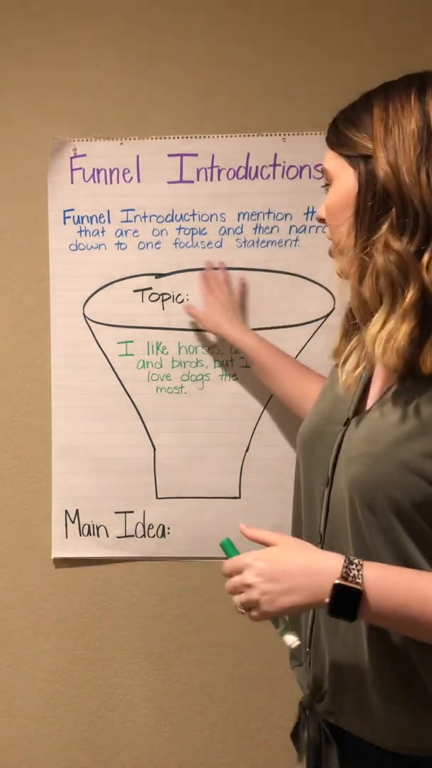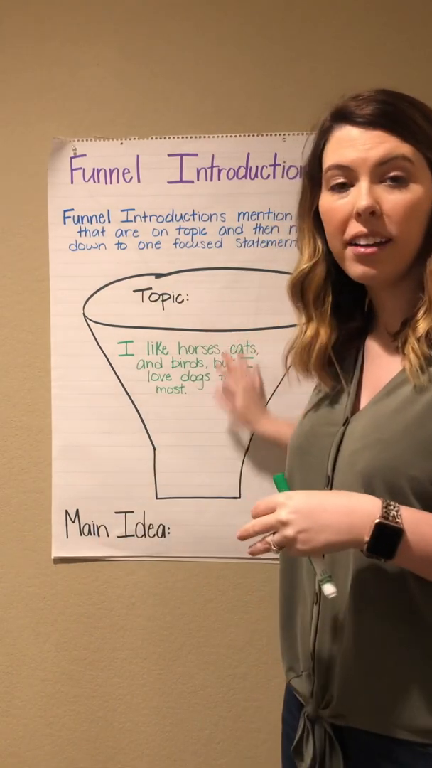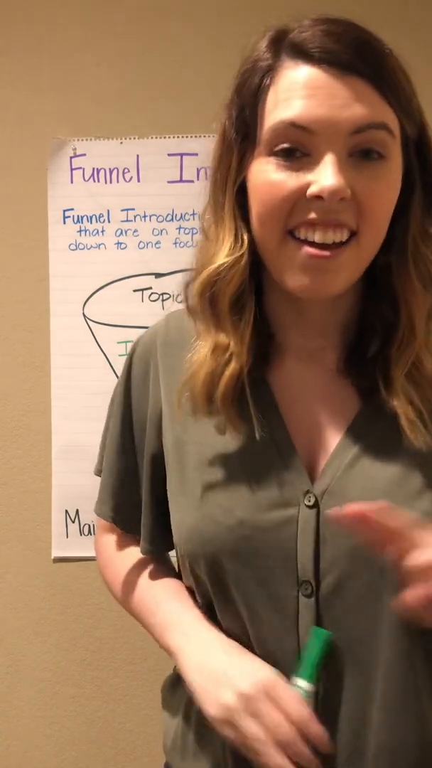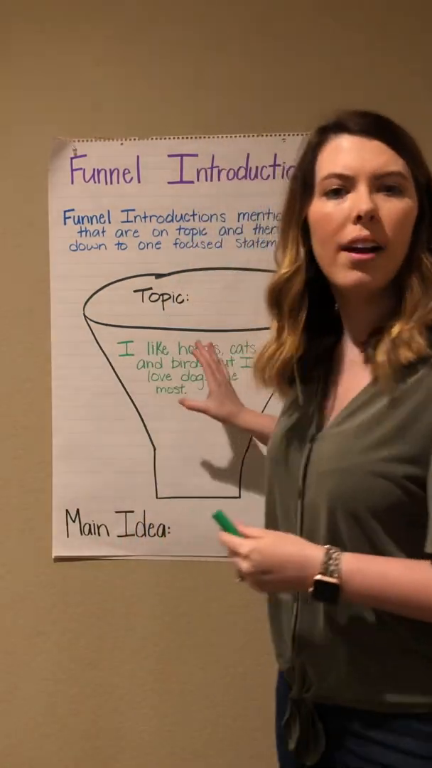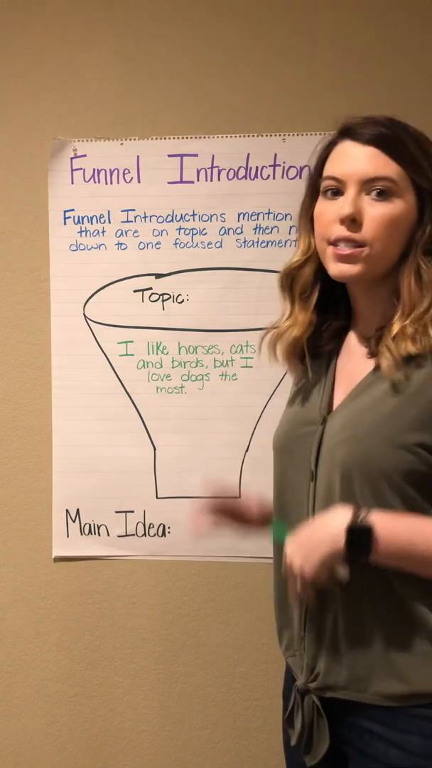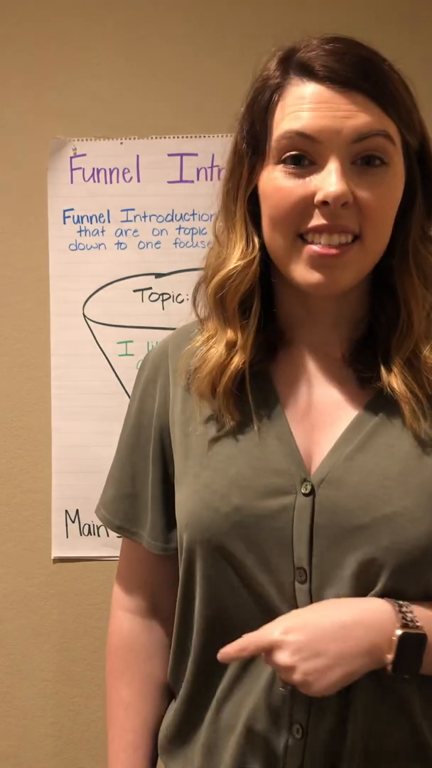So I want you to come up with your topic first. On your sheet of paper, I want you to write the topic of the sentence. Remember, our topic is only 1 or 2 words, okay? It's not the main idea. It's just what topic is all 4 of these things about: horses, cats, birds, and dogs. Okay, so pause the video and write what topic you think it is.